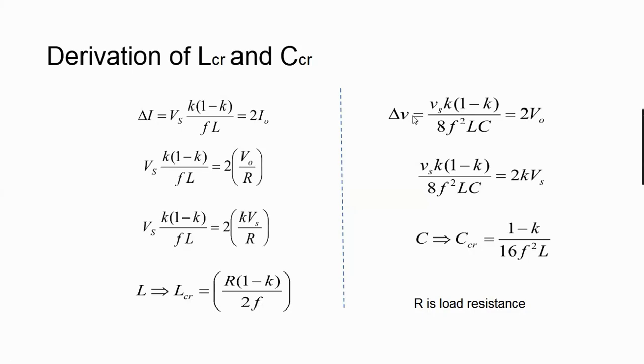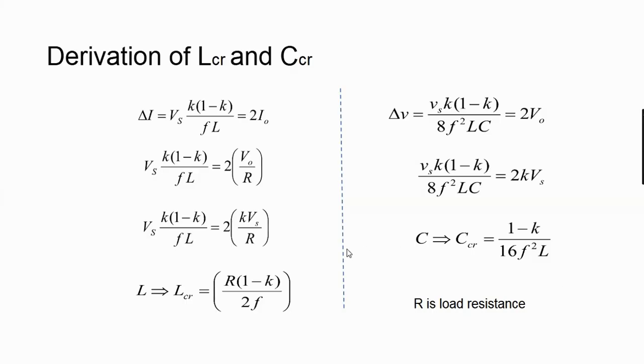Similarly, to find CCR, we can substitute the expression for del V, and that should be equated to 2 times V naught. Rearranging this expression, we can write CCR equal to (1 minus k) divided by 16 f squared L. This is the expression for the critical capacitor value, where R is the load resistance.